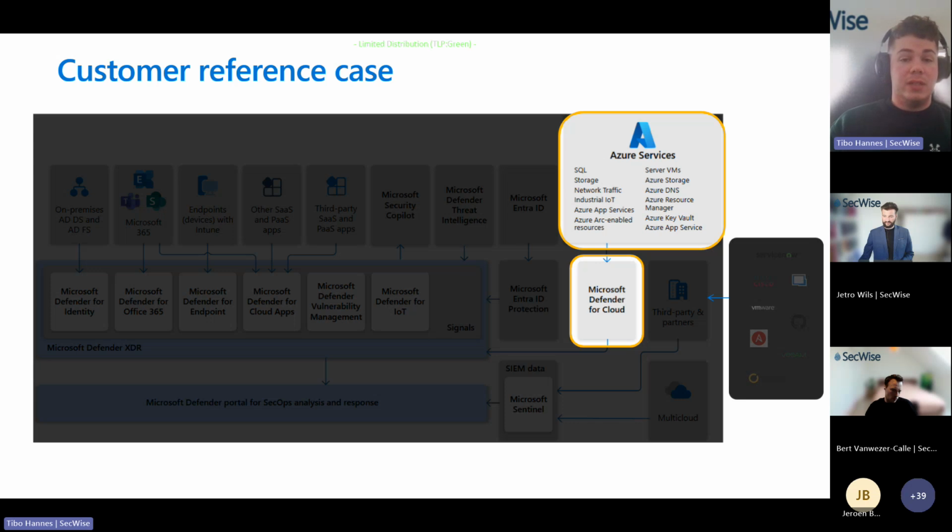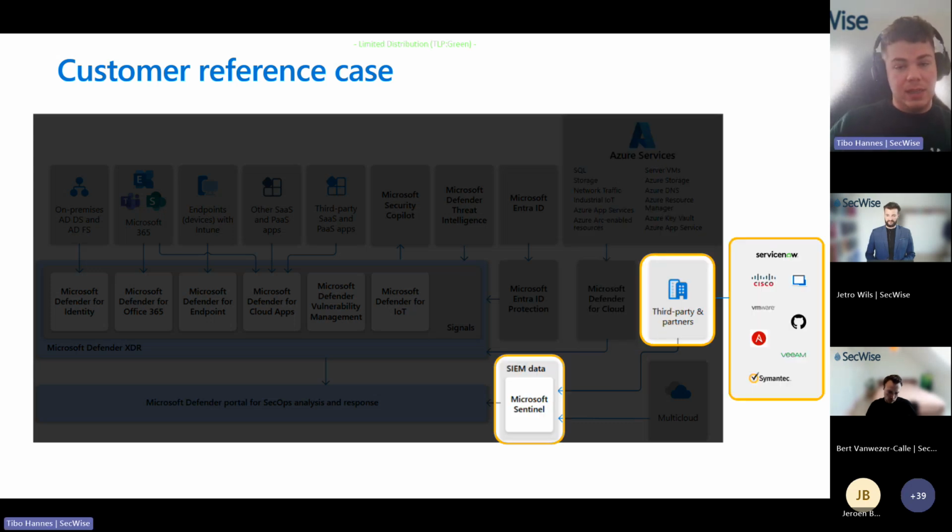We also, of course, have our Azure logs. Think about everything SQL, your VMs in Azure, Azure DNS, Key Vault, everything you can need. We implemented this through Microsoft Defender for Cloud, and through Defender for Cloud, we can easily connect it through the Cloud Native Connector into Microsoft Sentinel.